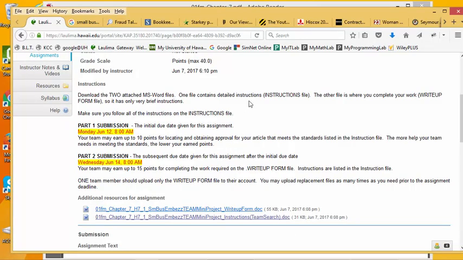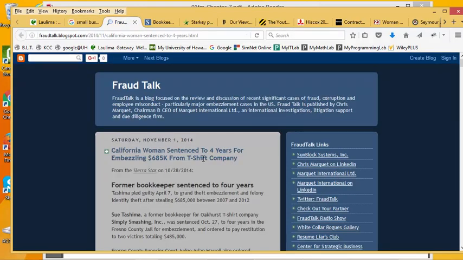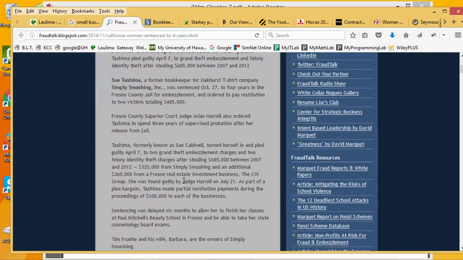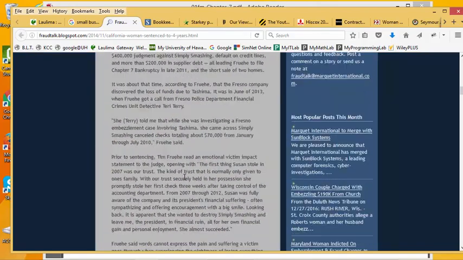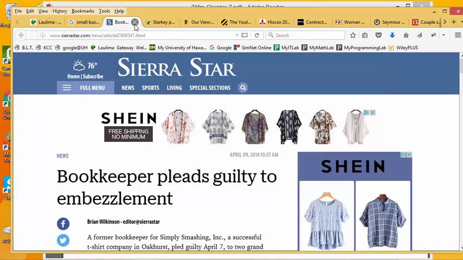Here are some examples of things you don't want to pick. I did small business embezzlement, but I forgot to ask about the last year. And I got this really terrific article. It was so long. It told me so much great stuff about how the person did it, but it happened in 2014. What's wrong with that? Can't use it. Too long ago. It's a great article, it's just too old, and it's been gone over many times by previous students.